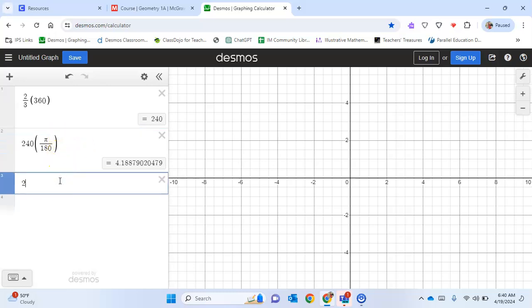That would be 240 pi over 180. It's the same as 24 pi over 18. You could divide both of those by 6. That would be 4 pi over 3.